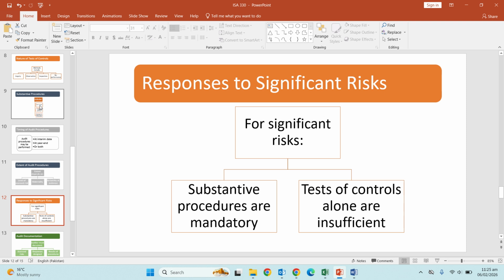So moving to the next slide, here are responses to significant risks. For significant risks, ISA 330 requires the auditors to perform substantive procedures. In such cases, tests of controls alone are not sufficient. The auditors must obtain strong and direct audit evidence to address significant risks.